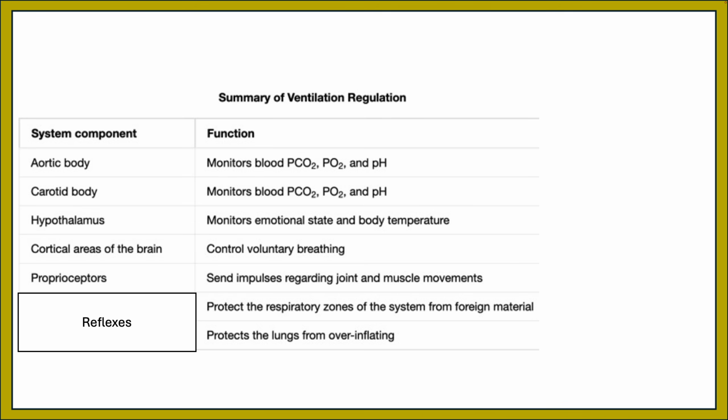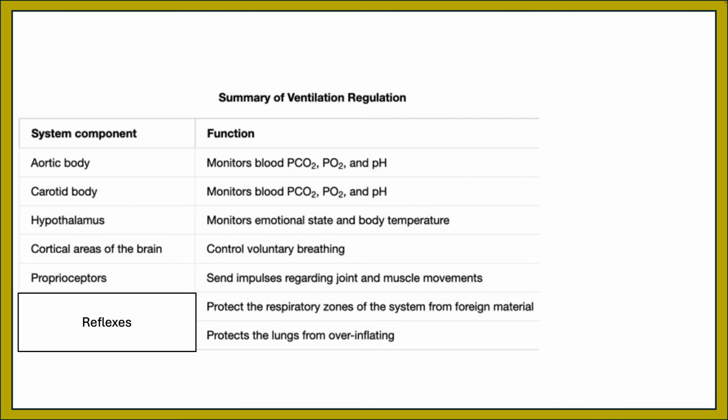The brain regions that we talked about, the hypothalamus and the cortical areas of the brain, these are also going to be involved in regulating the breathing rate, with the hypothalamus monitoring more the emotional state and the body temperature, while the cortical areas are what is controlling voluntary breathing. So these are additional brain areas besides the medullary group and the pontine group.